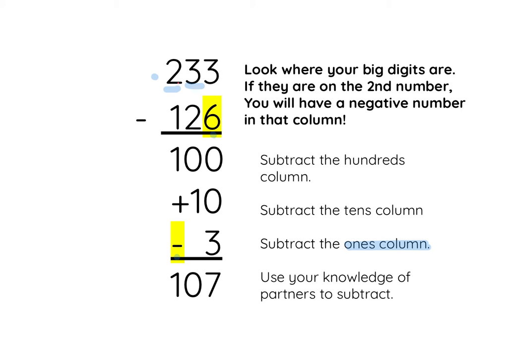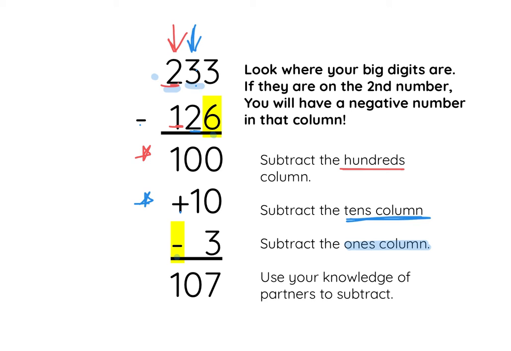So we will start by subtracting the 100s column. Make sure you call the numbers by their value. So 200 minus 100 equals 100. That's the value in the hundreds column. Now let's do the tens column. 30 subtract 20 is positive 10. Make sure you remember it's a positive because the 30 was larger. So 10 is the value in the tens column.